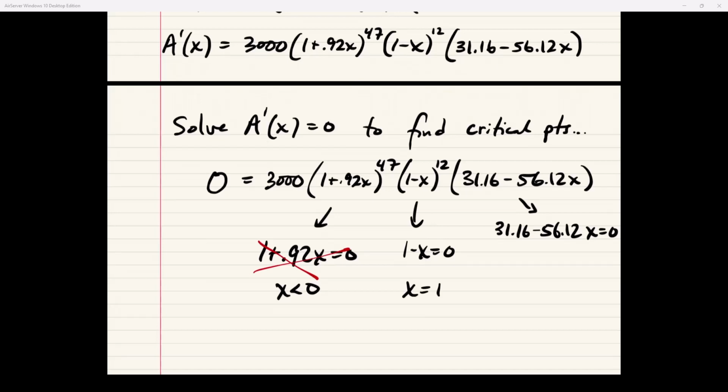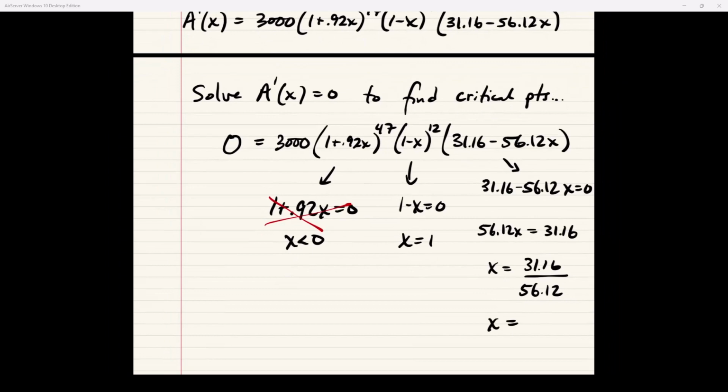And then solving this one for x, we'd have 56.12x equal to 31.16 when you get rid of the negative, and then x would have to be 31.16 divided by 56.12, and that's about 0.555. Another thing about doing this analytically is that I can make that answer as exact, as accurate as I want. That is the exact value, and I can compute a numerical value as accurate as I want now that I know what the exact value should be.